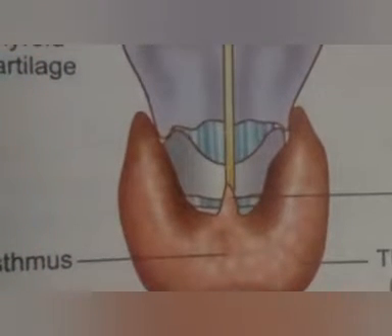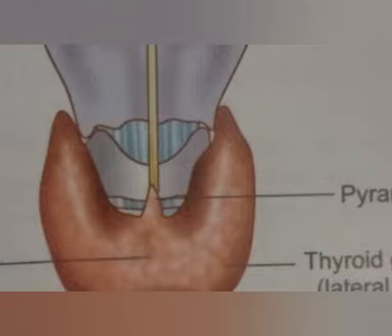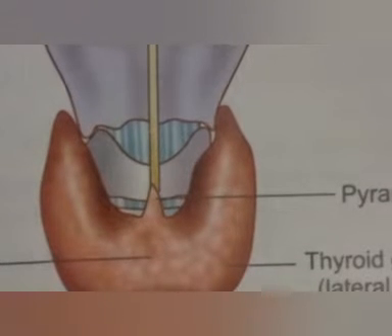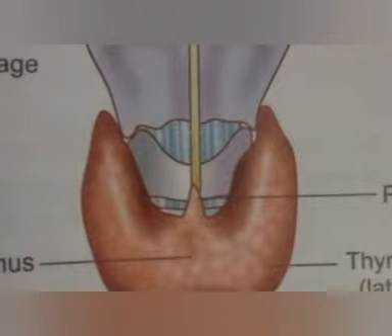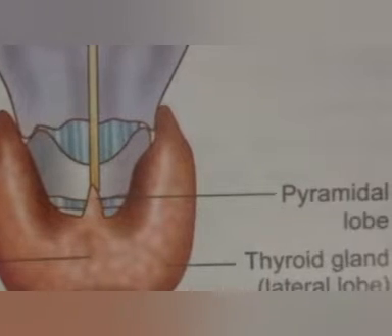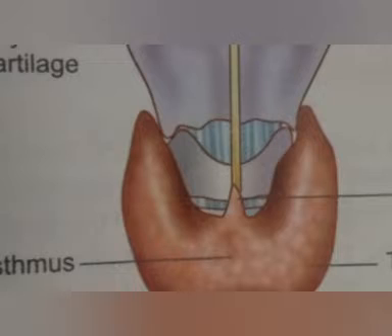Each lobe is somewhat conical in shape, measuring 5 centimeters in length, 3 centimeters in breadth and 2 centimeters in thickness. The isthmus is quadrilateral in shape, meaning it has four corners. This is the thyroid gland. You can see the trachea just below the gland, and you can see the thyroid cartilage in this picture.